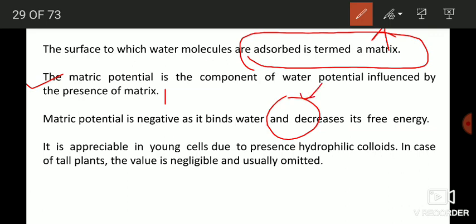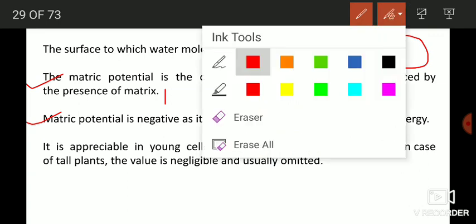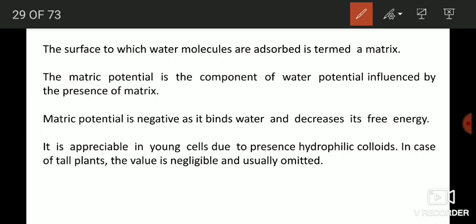This matrix will obviously attract the water molecules towards it, and when it attracts them, their free energy will get reduced. So we can say that matric potential is negative as it binds water and decreases their free energy. When a water molecule here gets associated with the surface of this matrix, its free energy will get reduced, and hence the presence of matrix in a system reduces the water potential. It is appreciable in young cells due to the presence of hydrophilic colloids. In tall plants, the value is negligible and usually omitted.